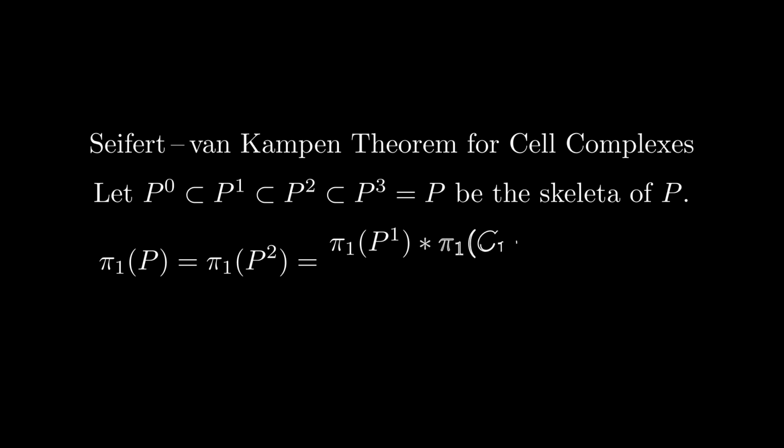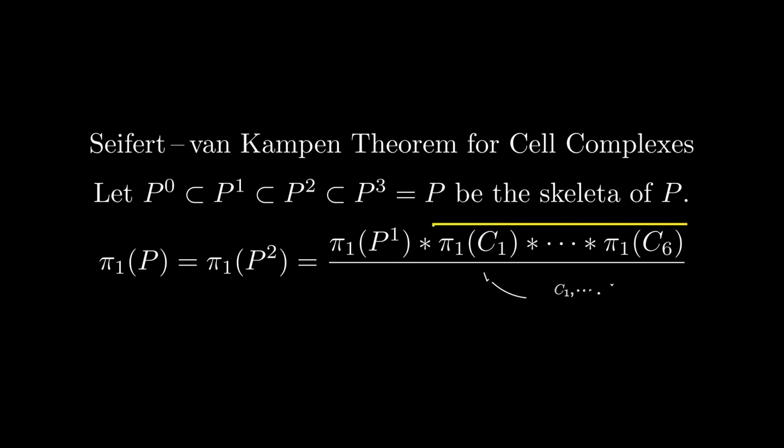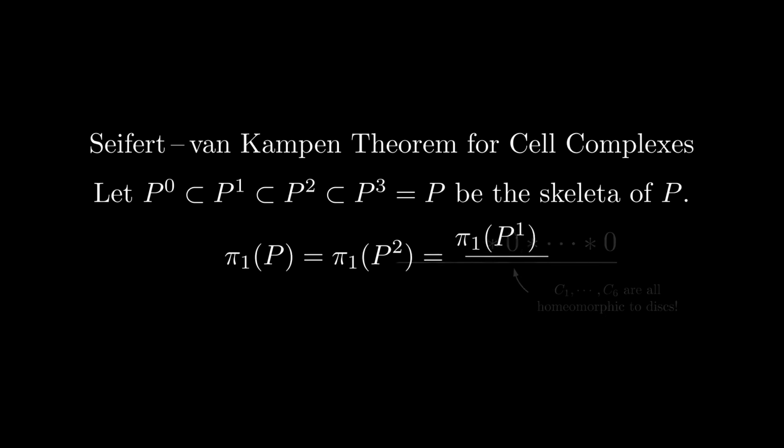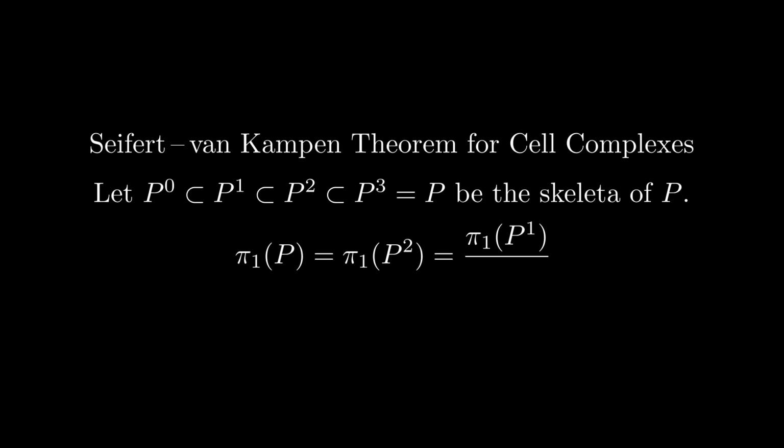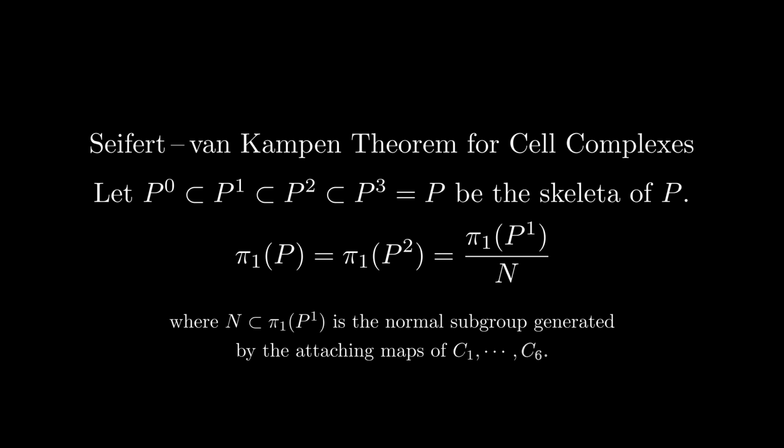At the top, we have a free product between the fundamental group of the 1-skeleton with the fundamental groups of all of the 2-cells, C1 up to C6. But these 2-cells are all homeomorphic to disks. They have trivial fundamental group, and so they vanish in the free product. At the bottom, we have the normal subgroup generated by the attaching maps of C1 through to C6.